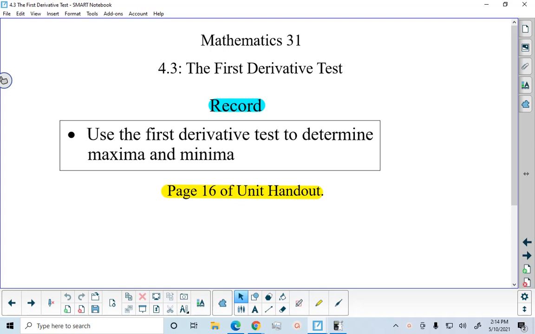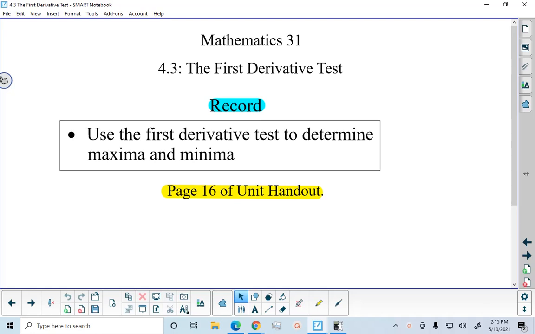And this is on page 16 of your unit handout. Really, the first derivative test is what we've been doing. We just haven't been calling it a first derivative test. We've been saying you can use the first derivative to determine where a function is increasing and where it's decreasing.